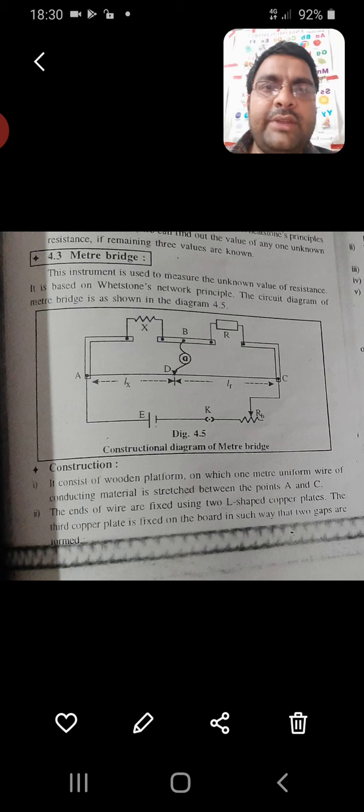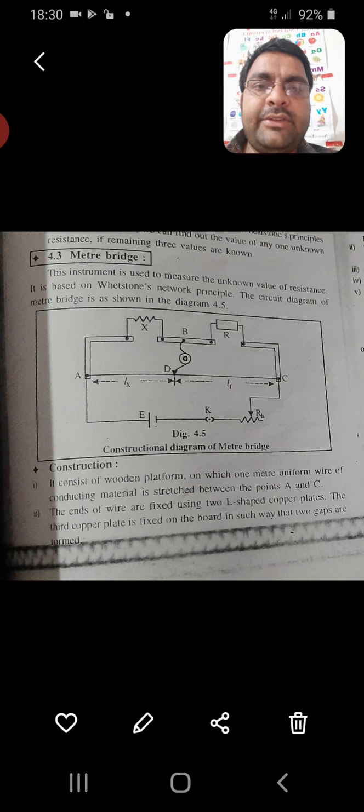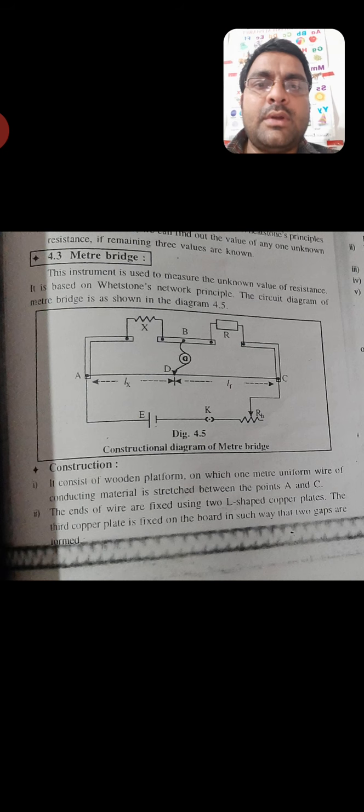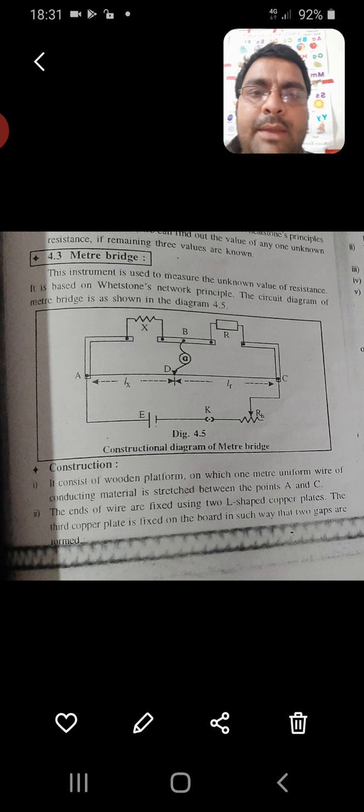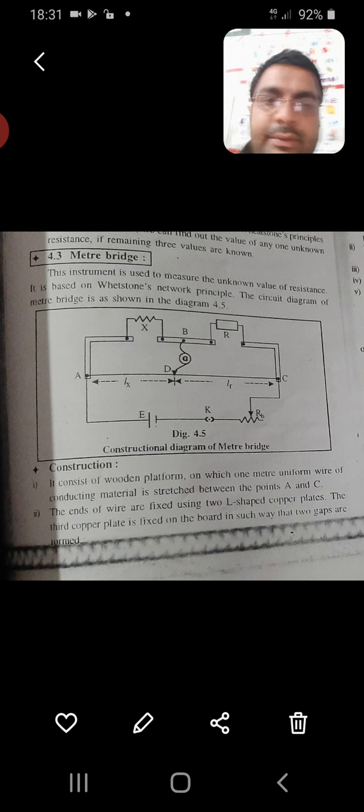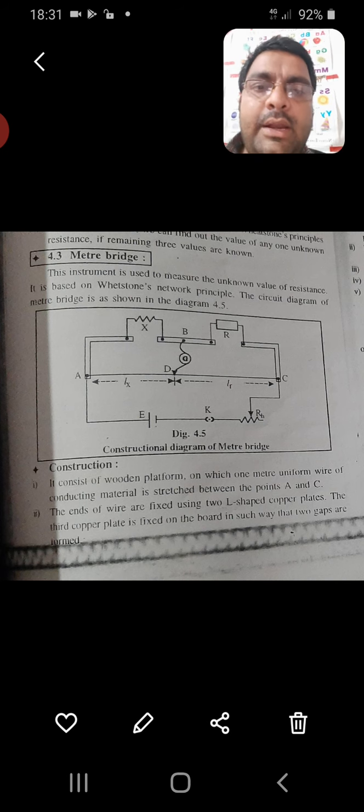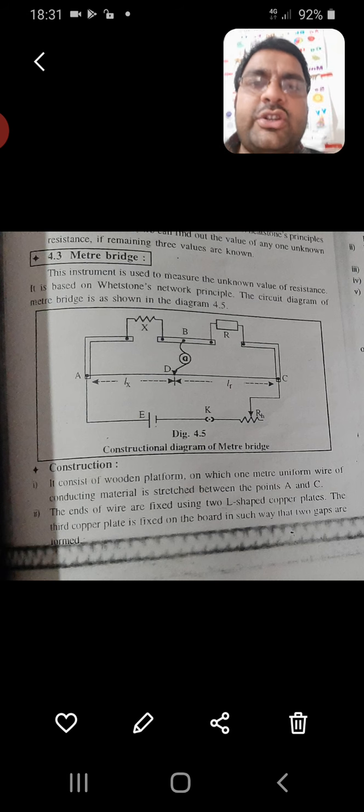Okay, so let us see in this diagram. X is unknown resistance, R is known resistance. This G is the galvanometer. Okay, A, B, C, these are the 3 points. Okay, E is the battery, K is the key, and RH is the rheostat.